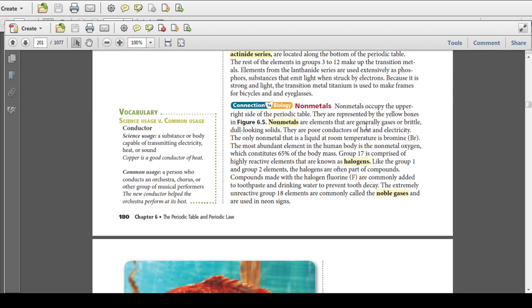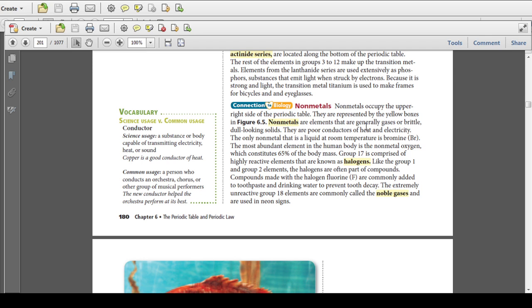Nonmetals are elements that are generally gases or brittle, dull-looking solids. They are poor conductors of heat and electricity. The only nonmetal that is a liquid at room temperature is bromine. The most abundant element in the human body is the nonmetal oxygen, which constitutes 65% of the body mass.